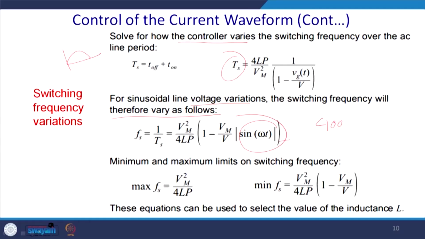You may fit it to applications in avionics. Avionics generally require a 400 hertz supply. So, there also you can fit it and it will work. The minimum and the maximum limit of the switching frequency you can calculate: the maximum is Fs equal to Vm square by 4 Lp, and the minimum will be Vm square by 4 Lp times 1 minus Vm by V. This equation can be used for selecting the inductor value L.